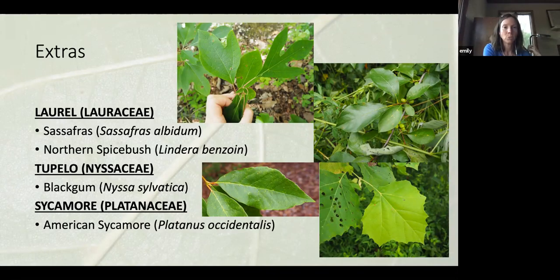The next one is Tupelo or Nyssa. That's the black gum, Nyssa sylvatica. That's the tree that looks like a giant has walked through the woods and stomped just on black gums to get across the forest. I know, I have a wild imagination.